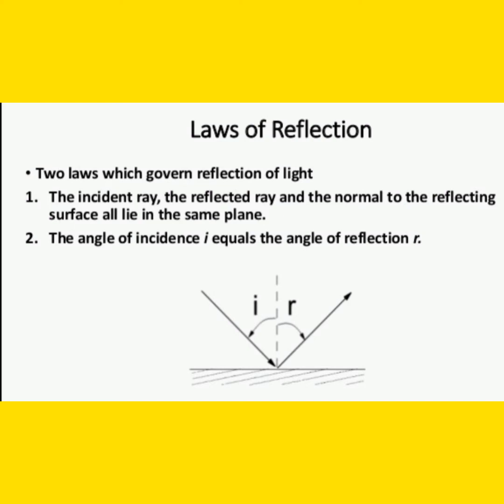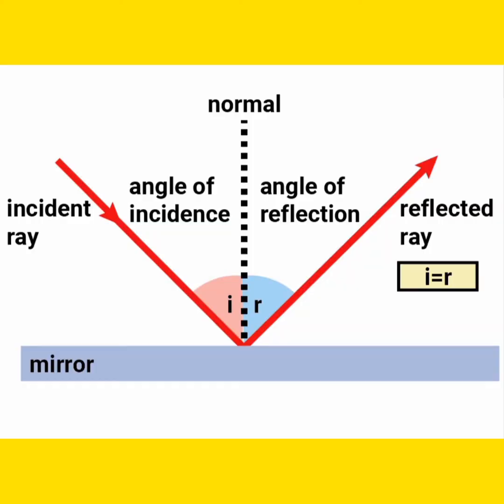And the second law of reflection is as follows: the angle of incidence is always equal to the angle of reflection. The angle of incidence is always equal to the angle of reflection. First of all, you can see a diagram of the laws of reflection on the screen.